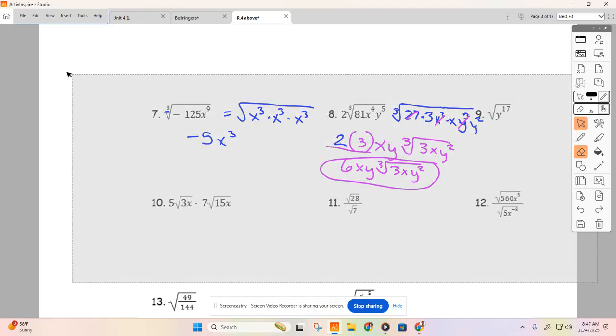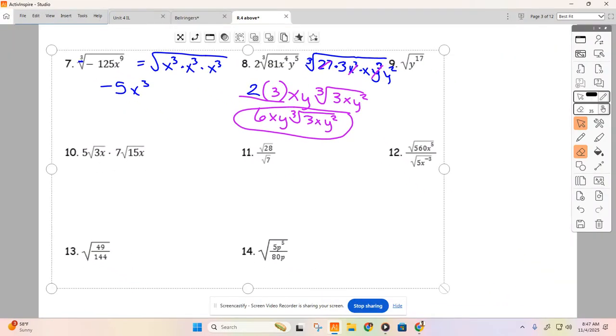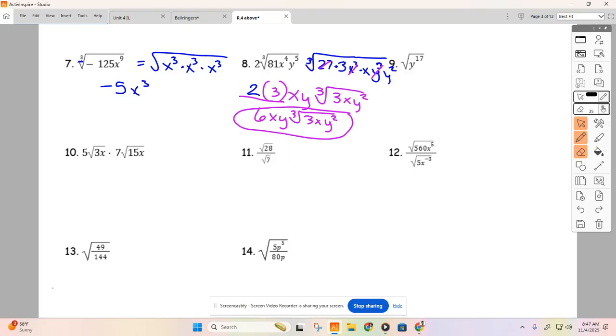All right, the y to the 17th. I really don't want to write out a whole bunch of those y squareds, right? So I'm just going to separate that as y to the 16th times y. We're actually going to start that shortcut today. Here my index is 2, I'm taking the square root.